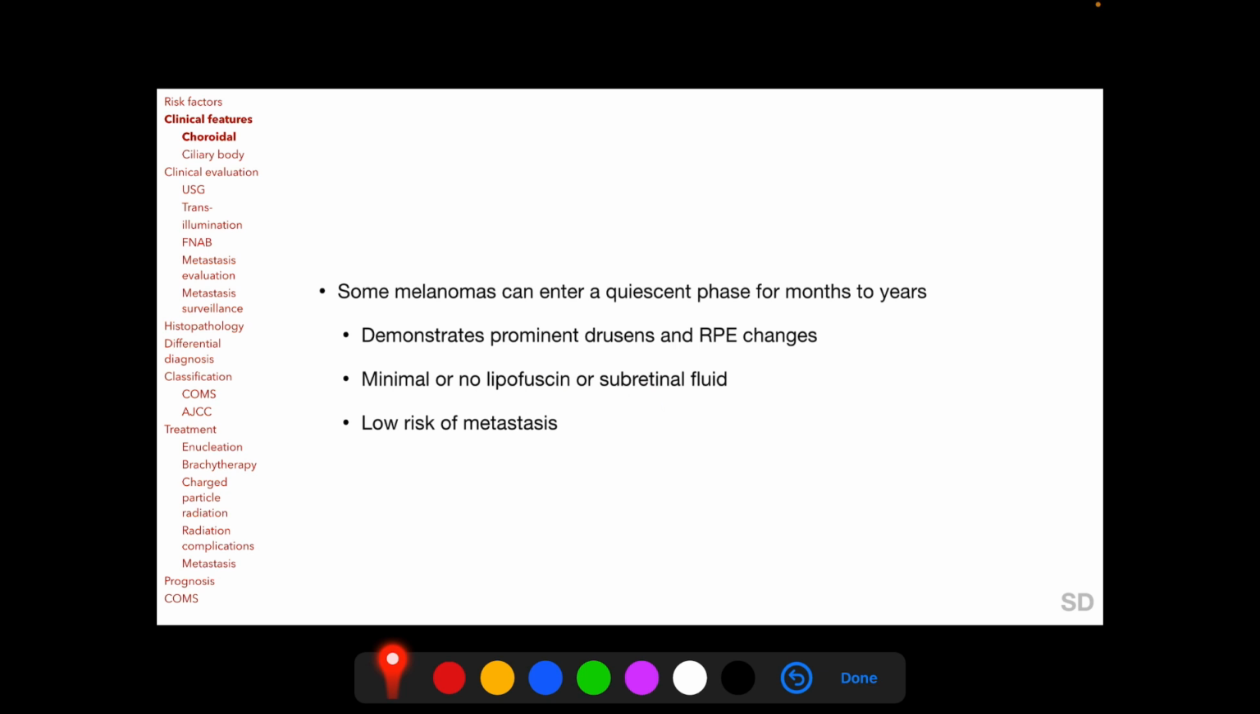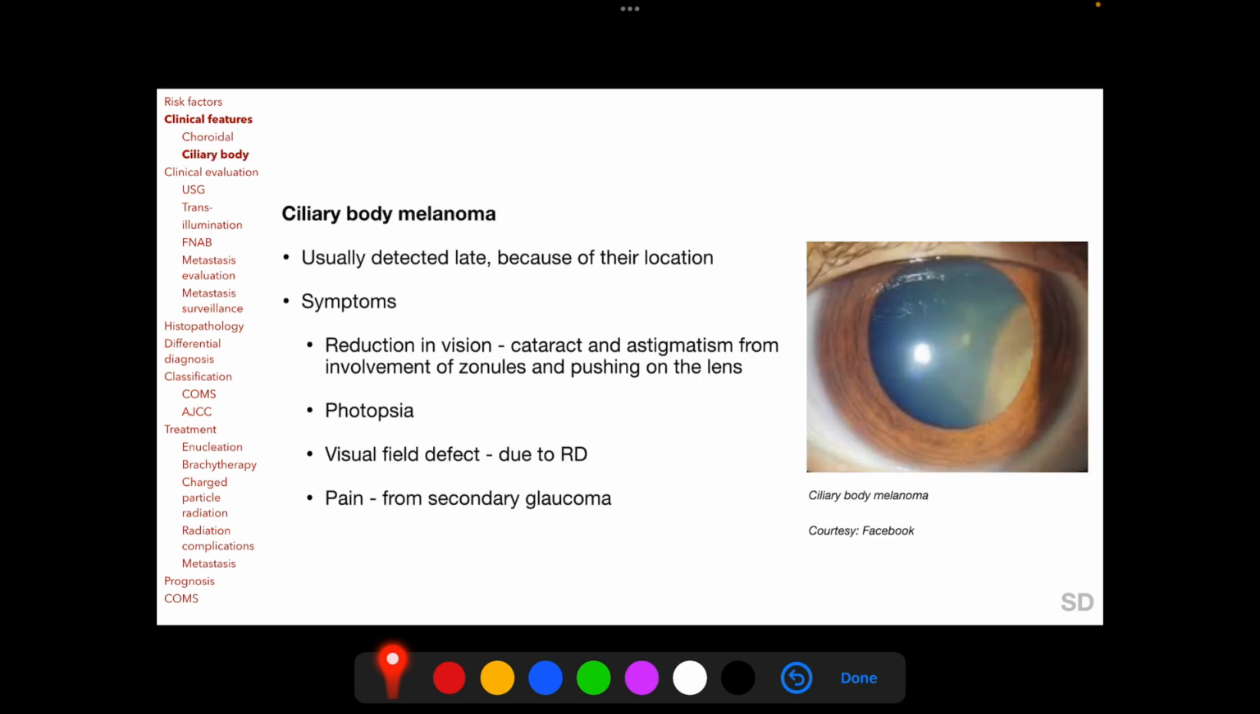During this period, these lesions have a low risk of metastasis, but they should be followed up closely for detecting active growth in the future. Ciliary body melanomas are usually detected late because of their location, and symptoms include reduction in vision, which can be due to cataract formation or due to astigmatism.